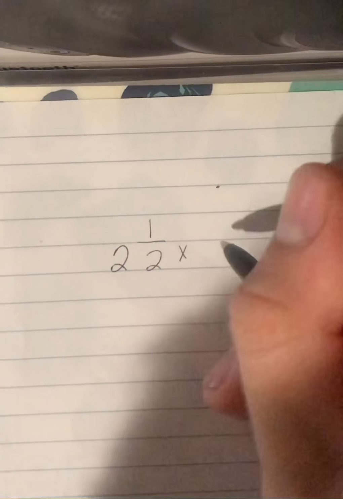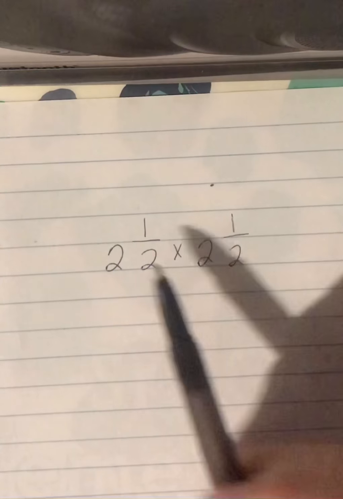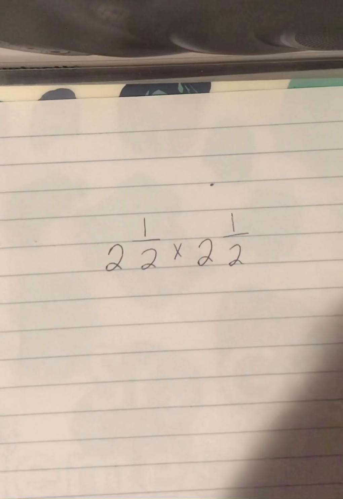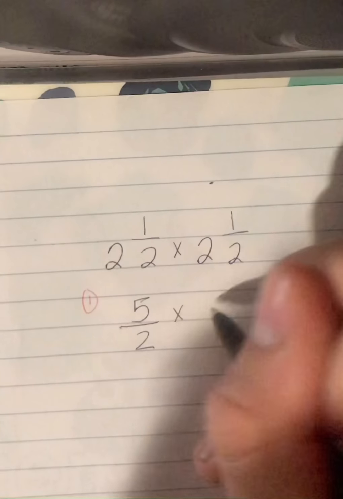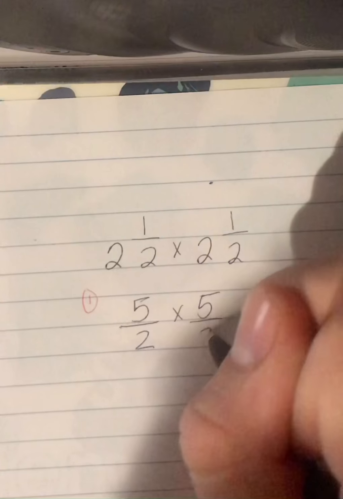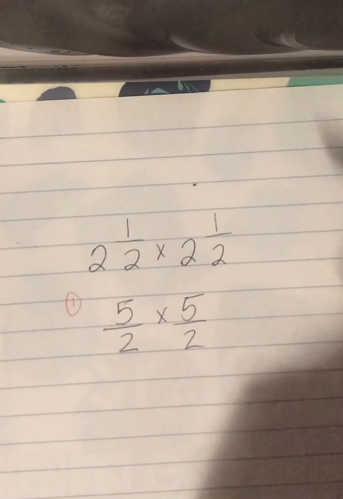Let's begin with 2 1/2 times 2 1/2. First step is to change the mixed number into an improper fraction. 2 times 2 is 4, plus 1 is 5. 5 over 2 times 5 over 2. Am I done? No, I'm not even halfway done.